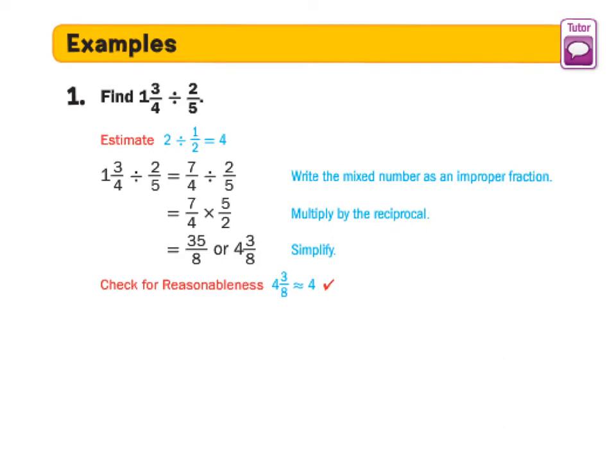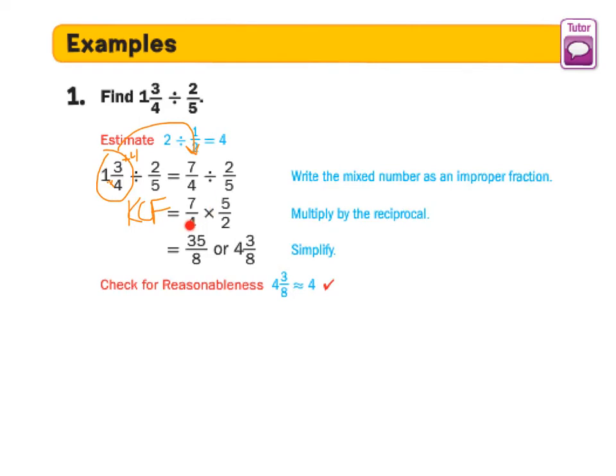So let's take a look at our first example here. We have 1 3/4 divided by 2/5. So we're going to start off by taking our mixed number and changing it into an improper fraction. We'll multiply 1 times 4, add 4 to the numerator, and we'll get 7/4 divided by 2/5. And now we can add in our keep, change, flip. So we have our 7/4 times 5/2, because we've used the reciprocal of 2/5.